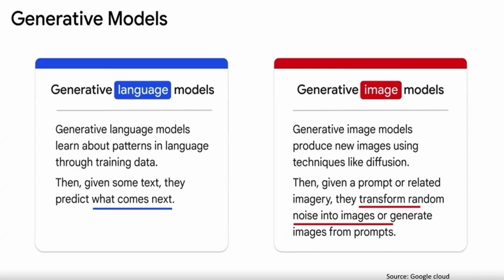Generative AI models. We have generative language models, then we have generative image models. Generative language models learn about patterns in language through training data. Then, given some text, they predict what comes next. Generative image models produce new images using techniques like diffusion. Then, given a prompt or related imagery, they transform random noise into images or generate images from prompts.